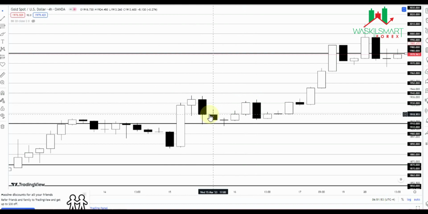So the psychological level is just talking about a whole figure, and the distance or the range between each psychological level is 100 pips. So the market is going to trade on a whole pip, like 100, 200, 300, 1000. You won't see the market trading on 12 pips, 58, 59, 50 is not a whole figure.